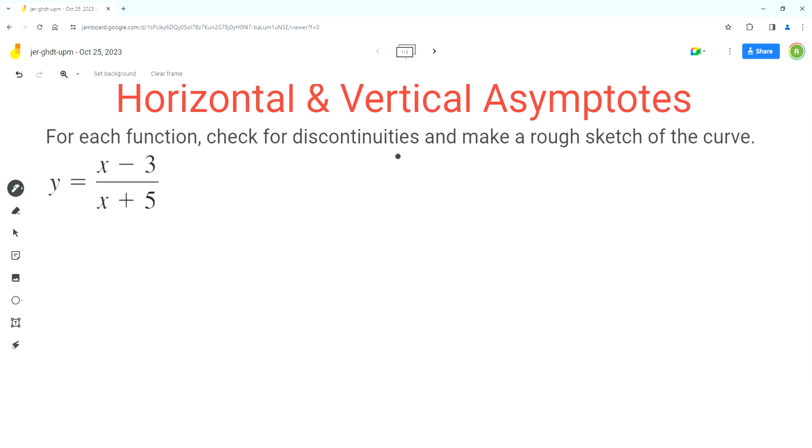Now in a rational function, a discontinuity can be in the form of a vertical asymptote or a hole. In this rational function, there is no factor that's common to the numerator and the denominator. So that's why there is no hole in this rational function.